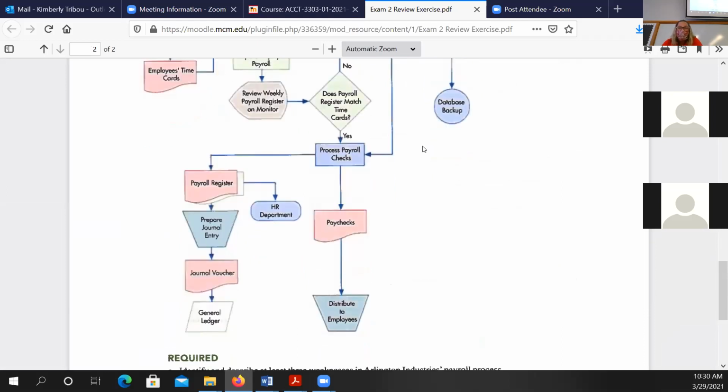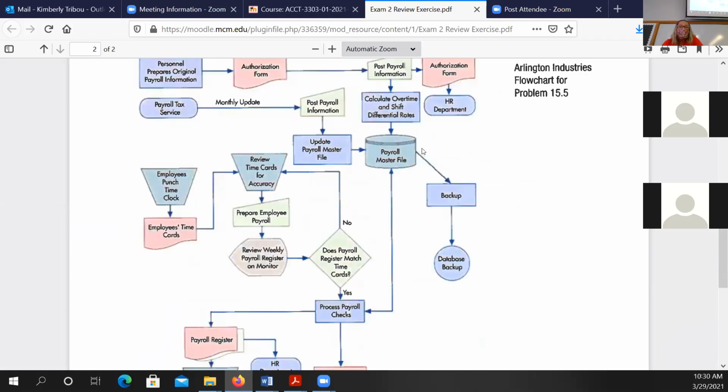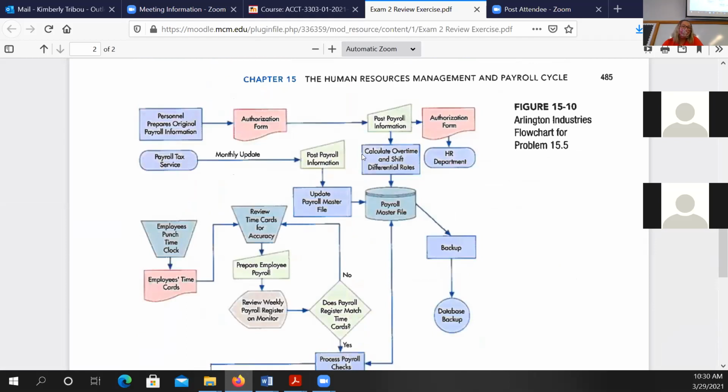So what are some of the inputs to this process? Let's start there. We've determined that this is a flow chart for the payroll process. What are some of the inputs for the payroll process? The time cards, yes. And where do those appear to enter the process? Here, right? Employee time cards. Yep. What other inputs do we have?